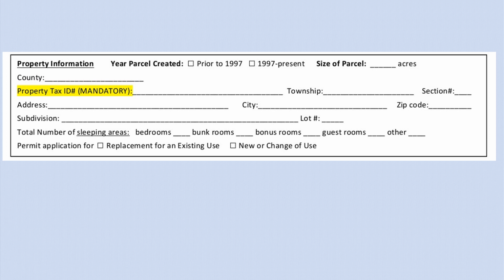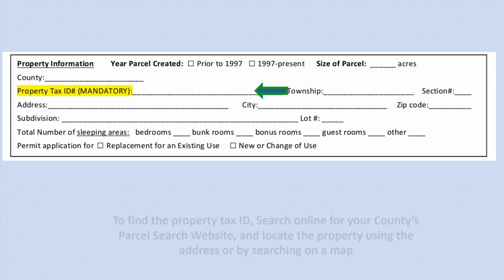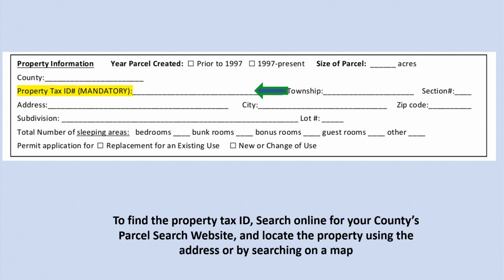Next, fill in all fields in the property information box for the same parcel. This includes the property tax ID, which can be found on your county's parcel search website, the number of sleeping areas to be served by the septic system, and whether the drain field will be serving an existing house or a new or added onto home.